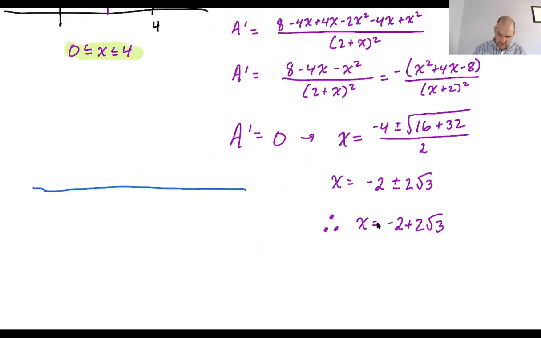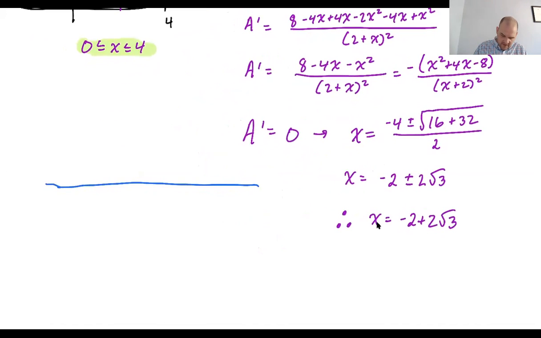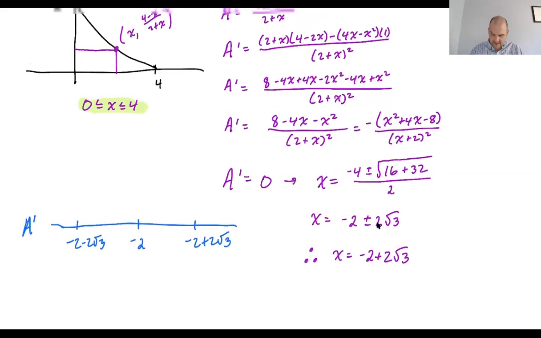What goes on our sign chart? So there's some symmetry here. This will be for A prime. Negative 2 goes in the middle. Then we have negative 2 minus 2 root 3, and then negative 2 plus 2 root 3, which is the only one we're really interested in. What can we do? The denominator is always positive, so it's not really impacting us.